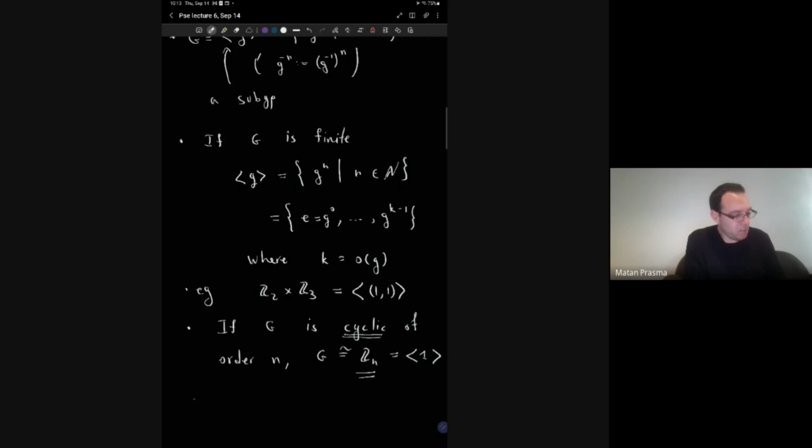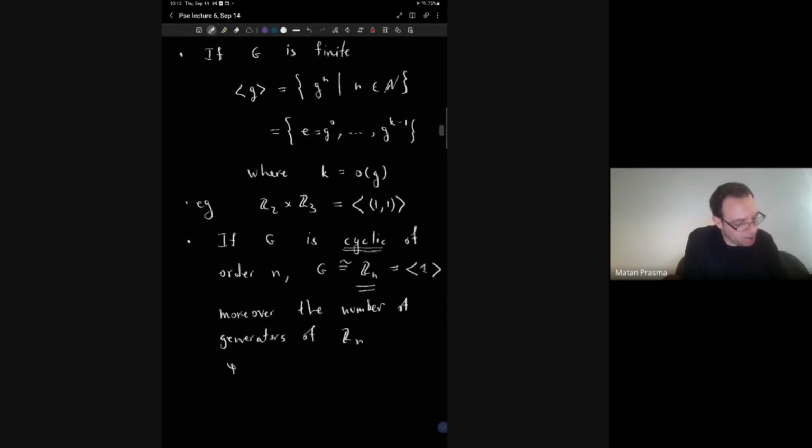And we had a proposition that says that the number of distinct generators of Zn is what is called the Euler function phi of n, which counts all the numbers k smaller than n such that the GCD of n and k is 1.